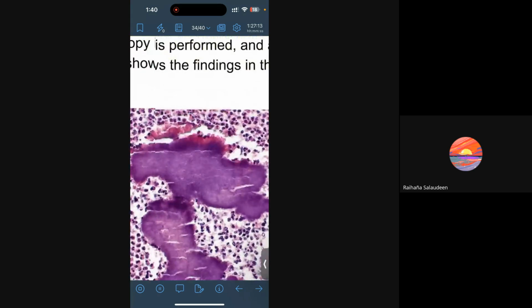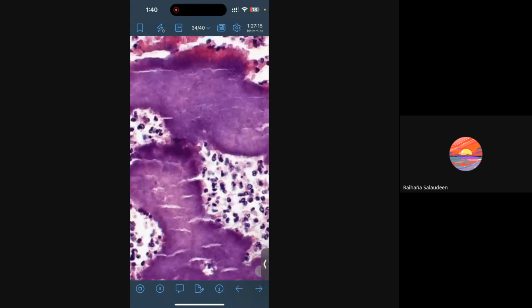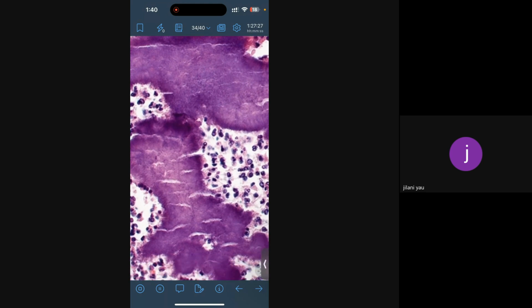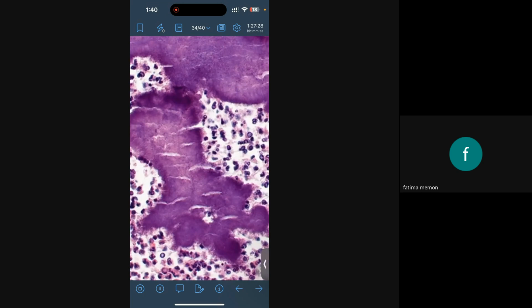Okay, if I can see the photos. In the photo, can you see the branching pattern? The branching filamentous pattern in this photo. Yes, looks like a fungi maybe. The branching filamentous pattern.